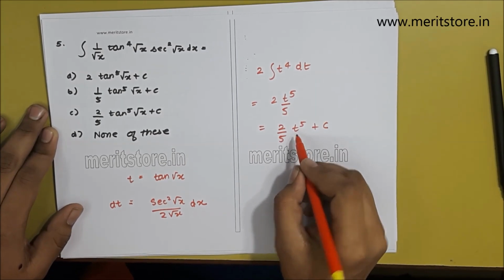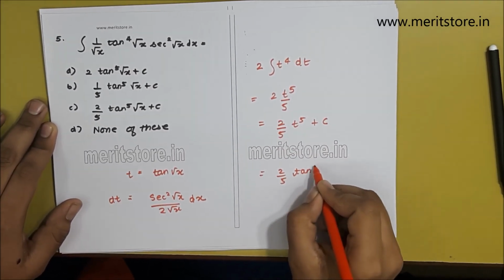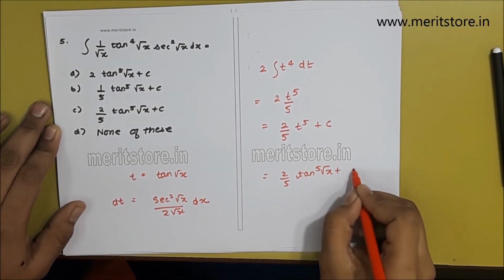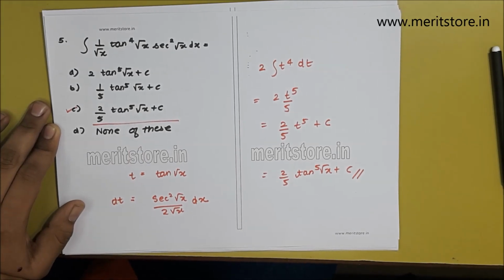So this is 2 upon 5 t raised to 5 plus c. Now value for t was tan root x, so this will give us 2 upon 5 tan raised to 5 root x plus c is the correct answer, that is option C. 2 upon 5 tan raised to 5 root x plus c.